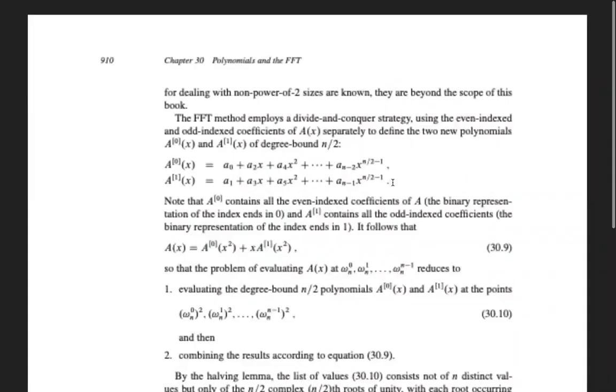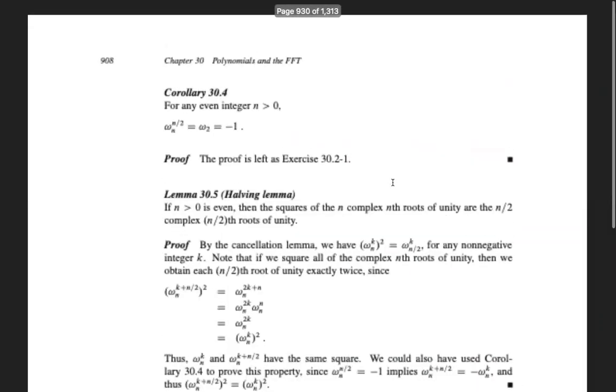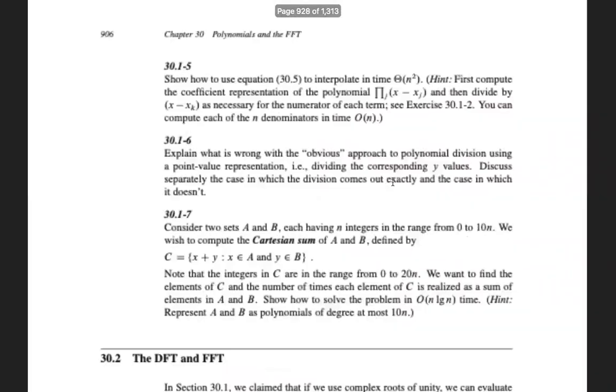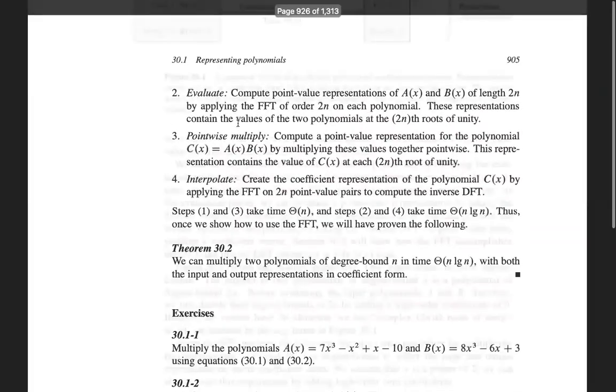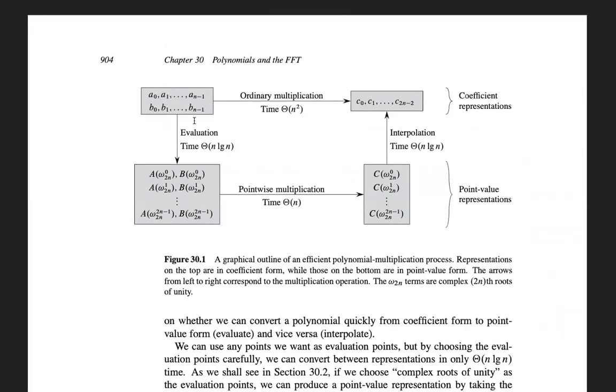So maybe I have it somewhere here. Let me see if I have it in the picture that I just drew. Yeah, something like this. See, if you have been given two polynomials, you first use this n log n technique to obtain the DFT representation. Then you do a pointwise multiplication to obtain this representation, and then you do this interpolation to get n log n.